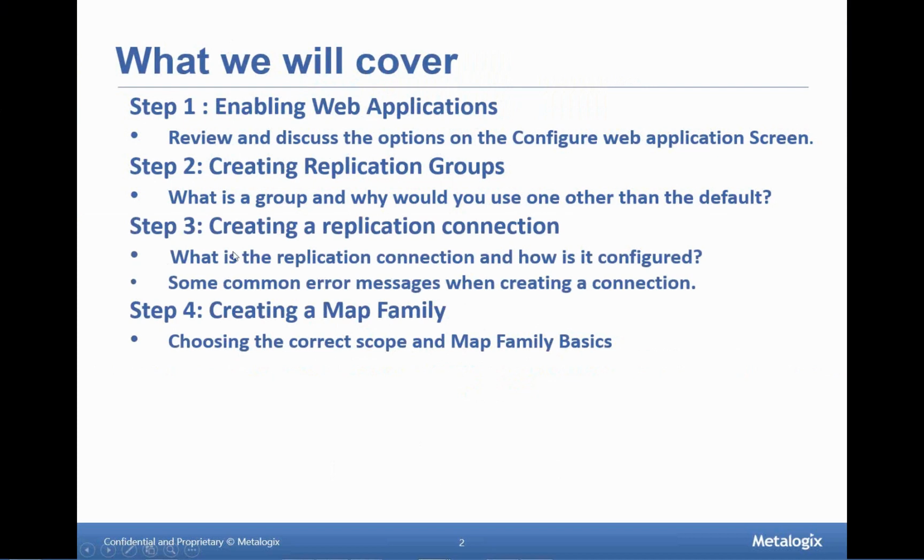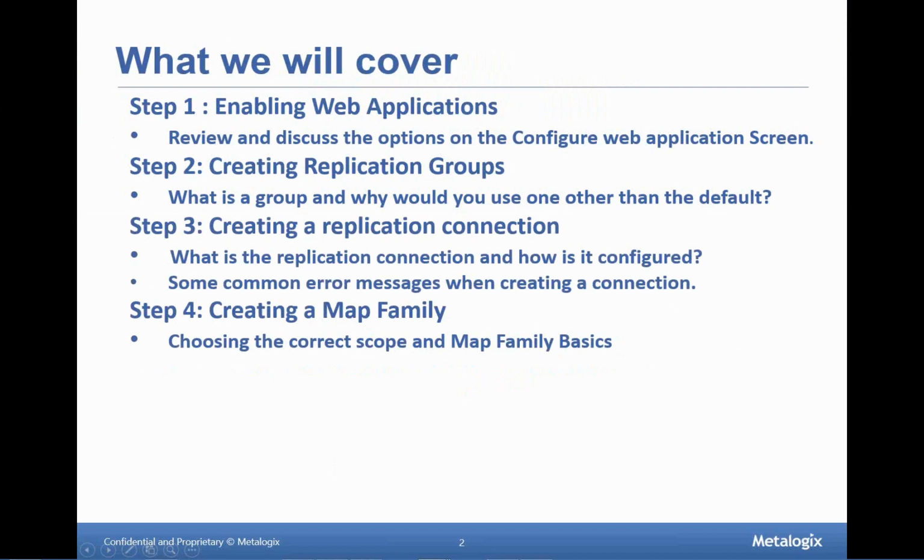Okay. You'll notice that these are laid out in steps. So step 1, 2, 3, and 4. This is actually the procedure that you have to follow to get Replicator configured, no matter what configuration you're working for. You have to enable your web application first. You can create replication groups. This step is optional. And step 3, you do have to create a replication connection and a map family. And as I'm going through the interface, I'll point out how you have to do it for each farm.